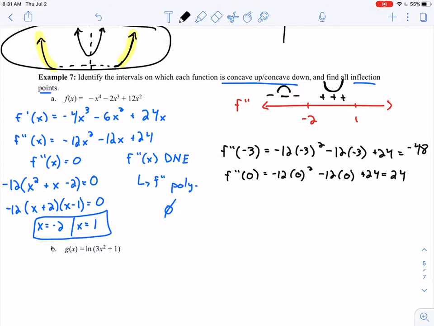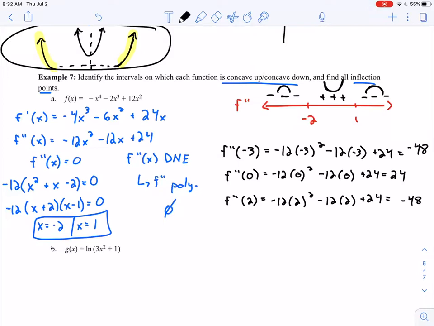How about positive 2? F double prime of positive 2. This is equal to negative 12 times 2 squared minus 12 times 2 plus 24. And this time I come up with negative 48 once again. So it's negative on that right-hand side, which means that my function must be concave down.